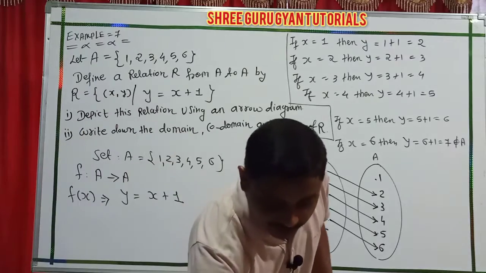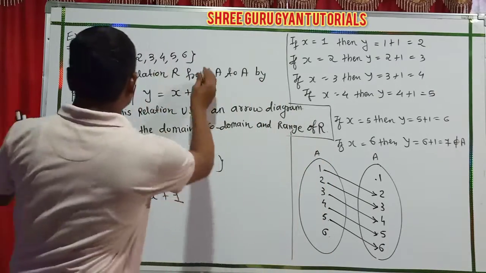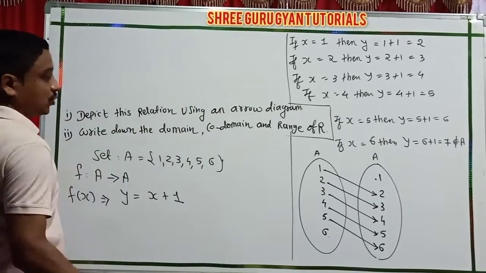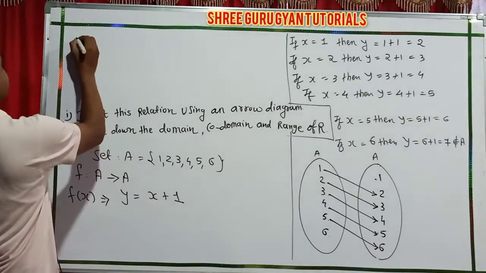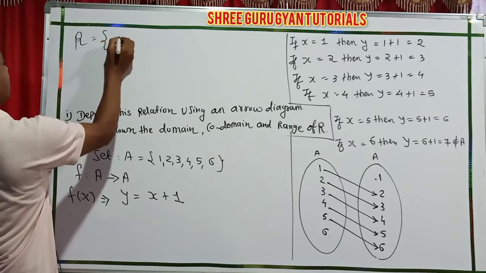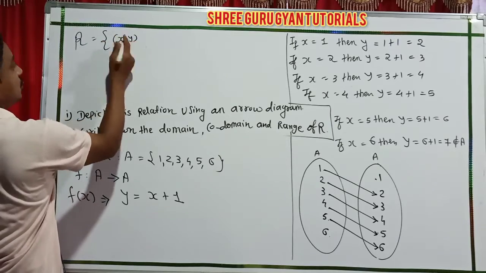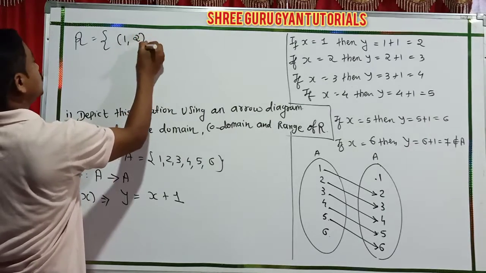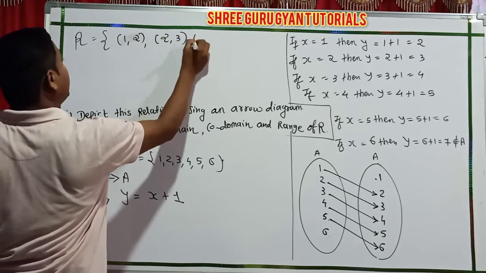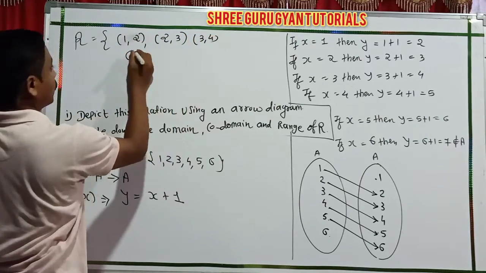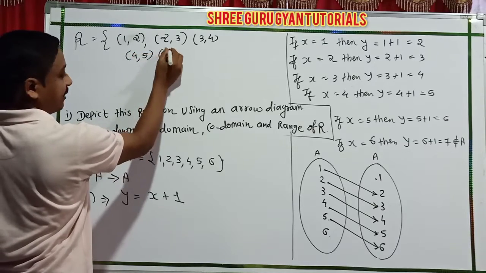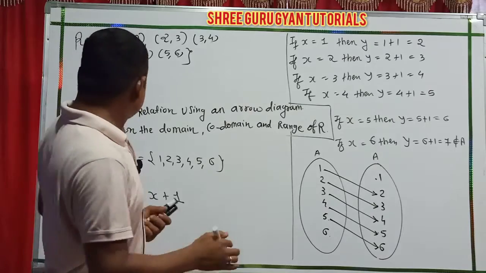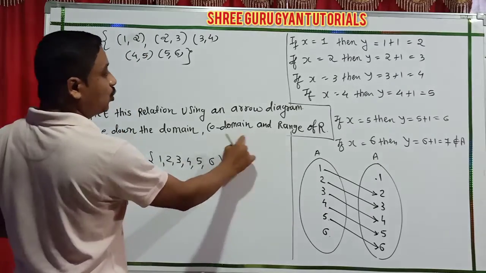And that value, students, I mention easily in this form. So relation R is x comma y. You just show it in this form: 1 then 2, 2 then 3, 3 then 4, 4 then 5 and 5 then 6. That answer is ready. Now the second answer: domain, codomain and range.